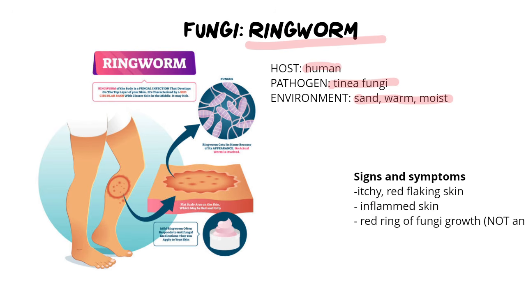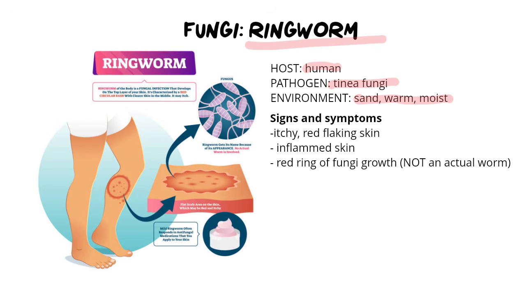However, what can happen is if it does replicate and there is a lot of it on your skin, you end up getting itchy, red, flaking skin that is inflamed and swollen, and it looks like a red ring. And that red ring is actually fungi growing in the circle. It is not an actual worm, okay? Even though that's what it sounds like in the name, it's not.